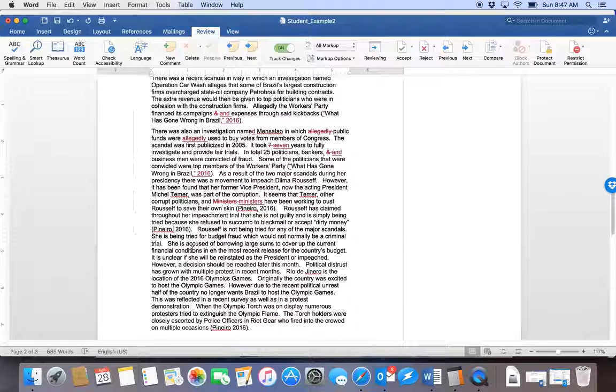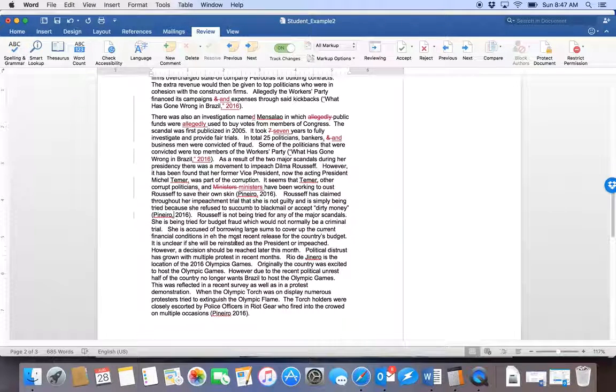So we're just going on, and at this point, as a reader, I'm like, what the heck does this have to do with the expansion to Brazil? What does this even mean for us? So I'm going to keep reading because I have to, but if I were a business person, I would probably stop reading. Rousseff is not being tried for any of the major scandals. She is being tried for budget fraud, which is not going to be a criminal trial.